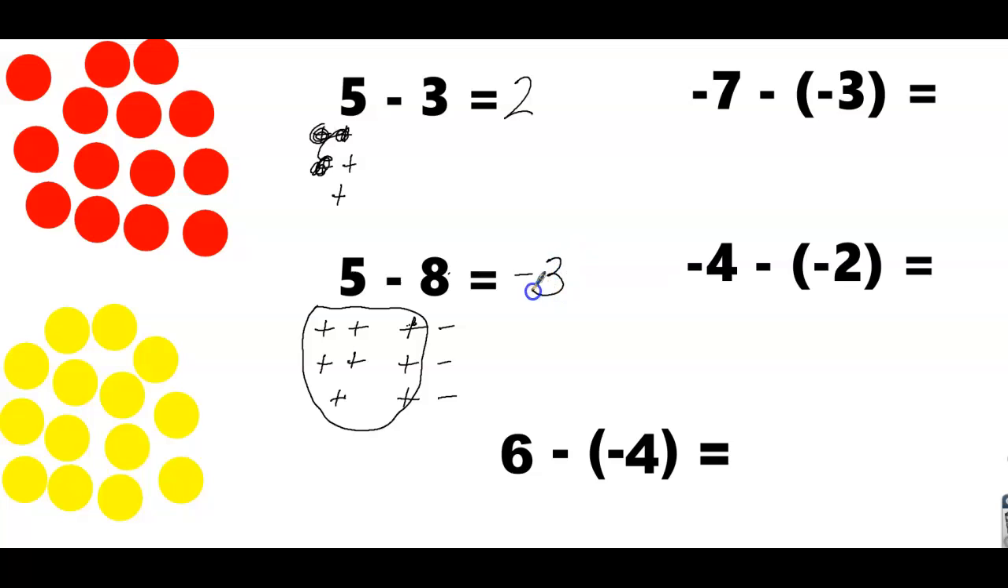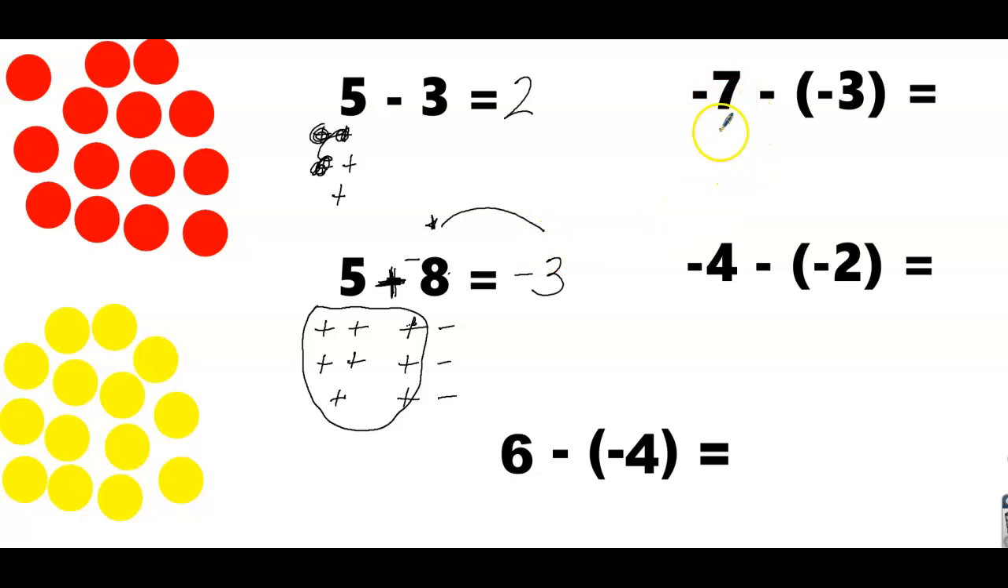Now I can take away 8 positives, and what am I left with? 3 negatives. Now if we did this on the keep, change, switch method, we would keep the first number the same, change, subtract to add, and switch the sign of the second number. Now we're doing an addition problem like we did last week, and we're adding 2 numbers with different signs. We subtract the smaller one from the bigger one, that gives us 3, and the answer takes the sign of the bigger number. The bigger number was negative, so the answer is negative.